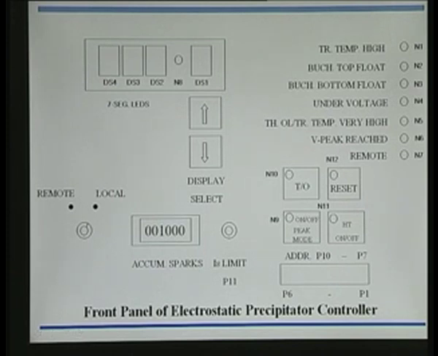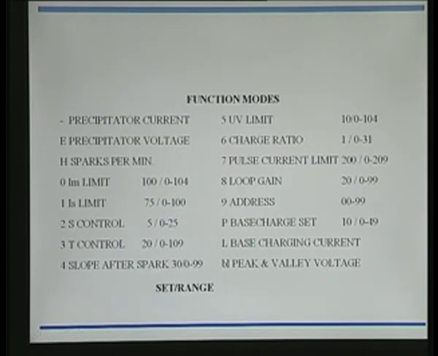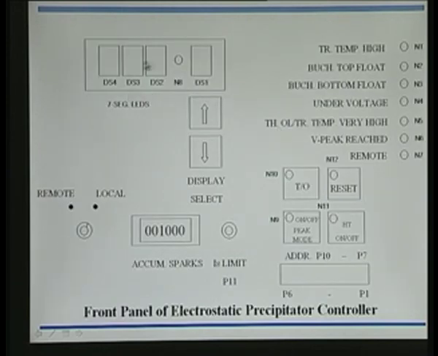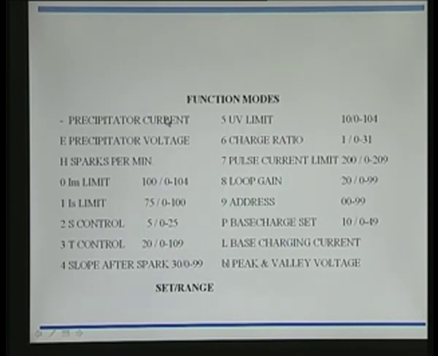Now we'll go into some of the function modes. For example, you can display minus. If you do, it will indicate the precipitator current on the 3 digits that you have seen earlier. So here will be displayed the precipitator current. You use this display and use one of these keys in order to go from one mode to another. So minus mode takes the precipitator current. It displays the actual precipitator current.